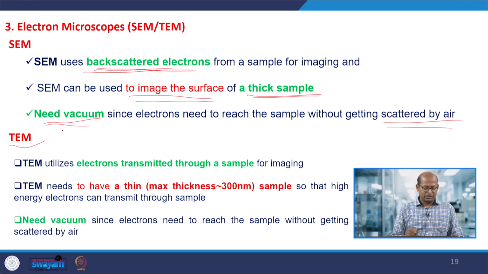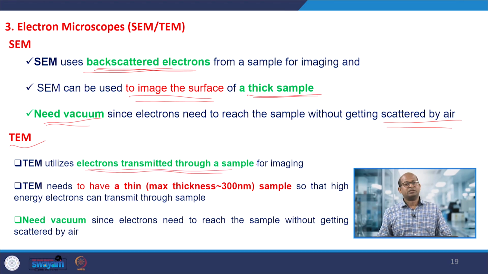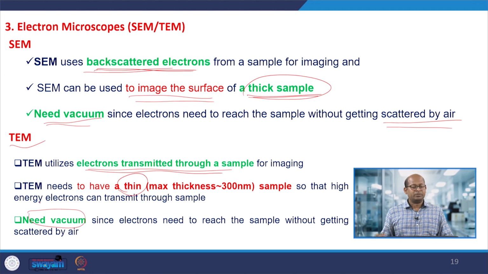And TEM is also a similar type, but here electrons are transmitted through the sample. So in this case, instead of very thick samples, we have to use very thin samples. Sample preparation is very important in the case of TEM, which we will discuss in much more detail later. In this case also, a vacuum chamber is required. So these are the basic components of these two microscopic techniques.